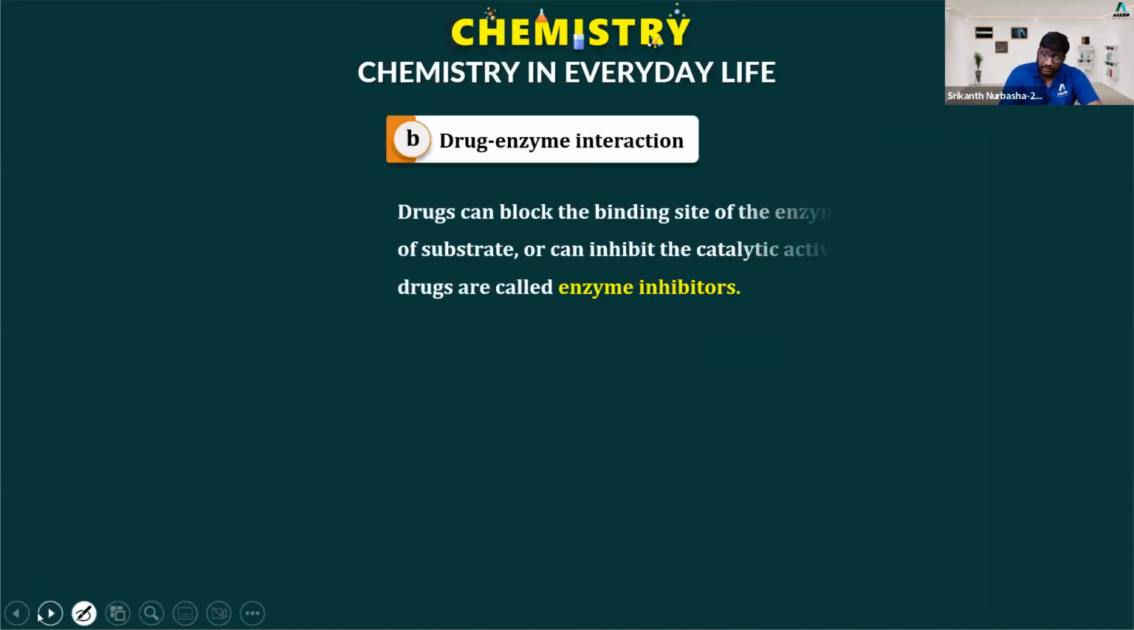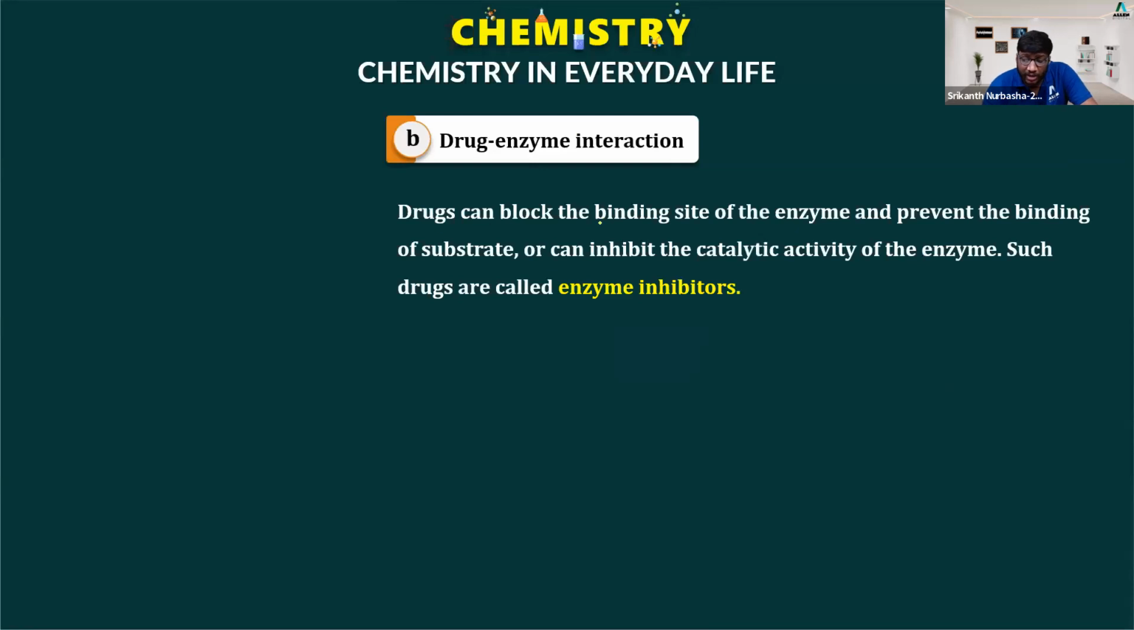Drug enzyme interaction. Drugs can block the binding of the enzyme and prevent the binding of substrate, or can inhibit the catalytic activity of the enzyme. Such drugs are called enzyme inhibitors. What are these? Drugs can actually go and bind to the active site of the enzyme before the substrate can go and bind. That means it is acting as a competitive inhibitor.